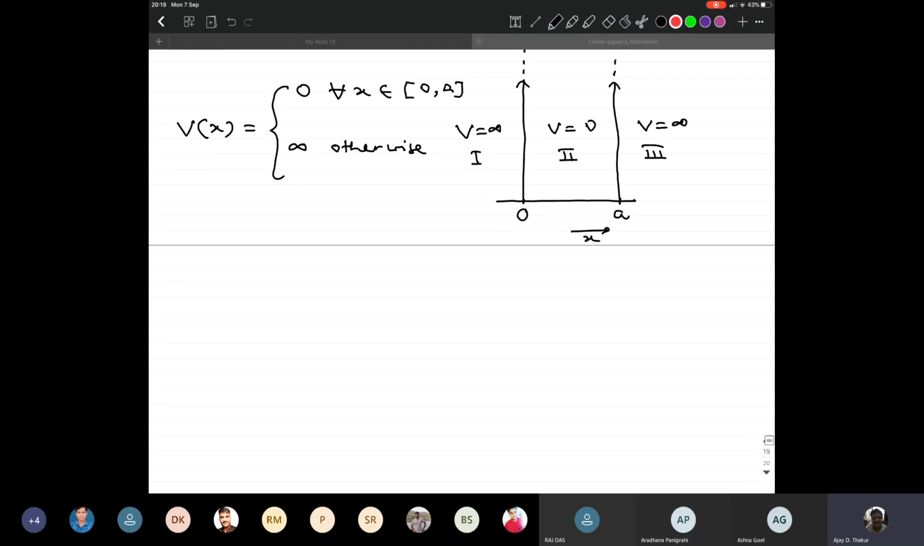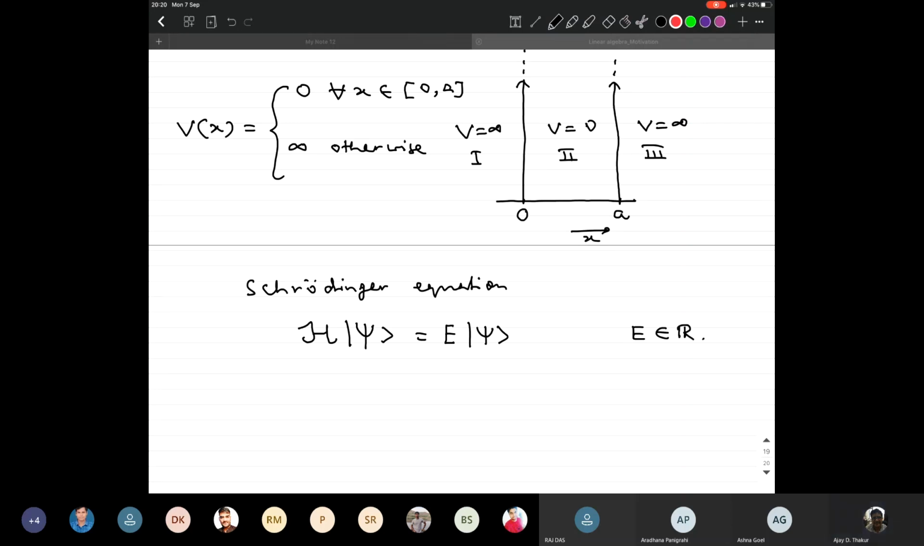There is a famous equation called the Schrodinger equation, which states that we have a quantity called the Hamiltonian, which acts on a vector called psi, and it gives back psi with a factor in front. Here E is real, right? And H is an operator.